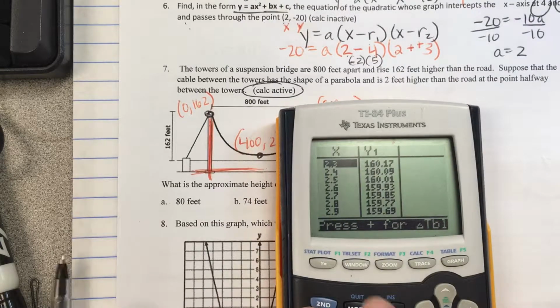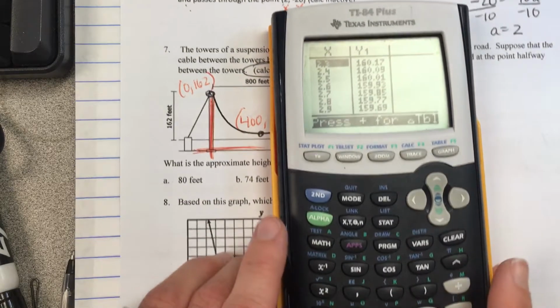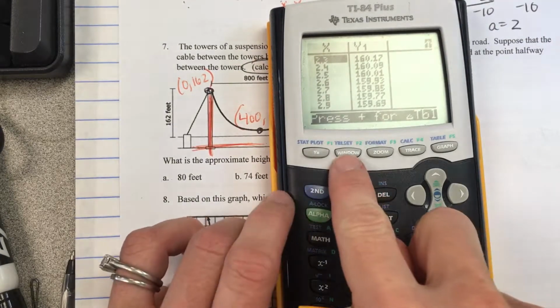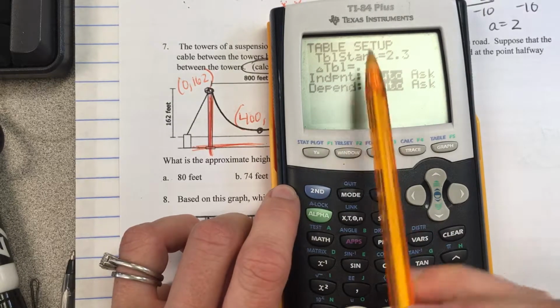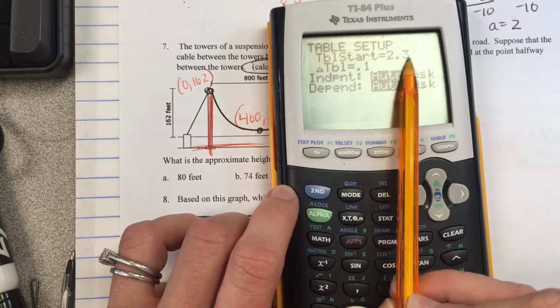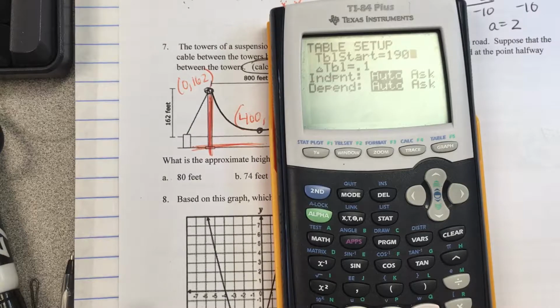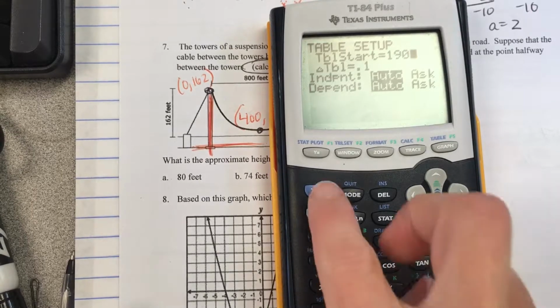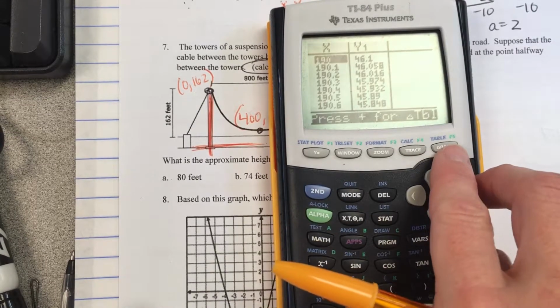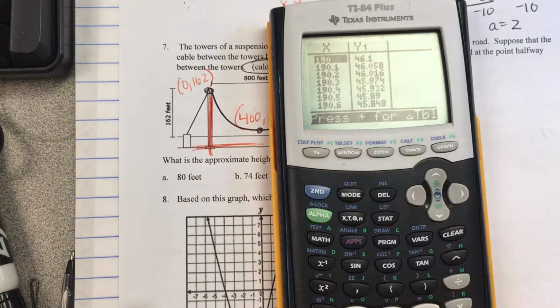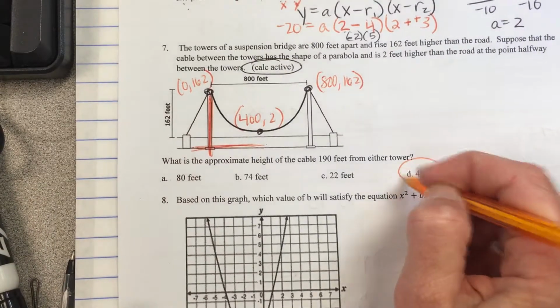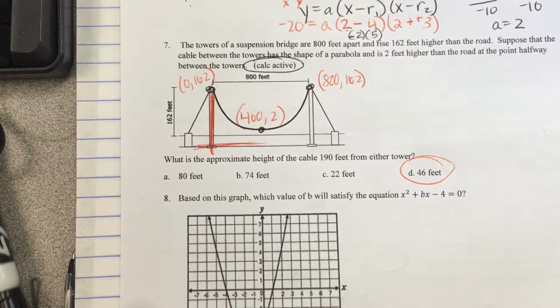So once again, go to your second, what? Window, second window. And I'm just going to tell it to start at 190. That's all I need. 190. And then go to second graph. And so at 190, how high is it? 46.1, which is D. Okay.